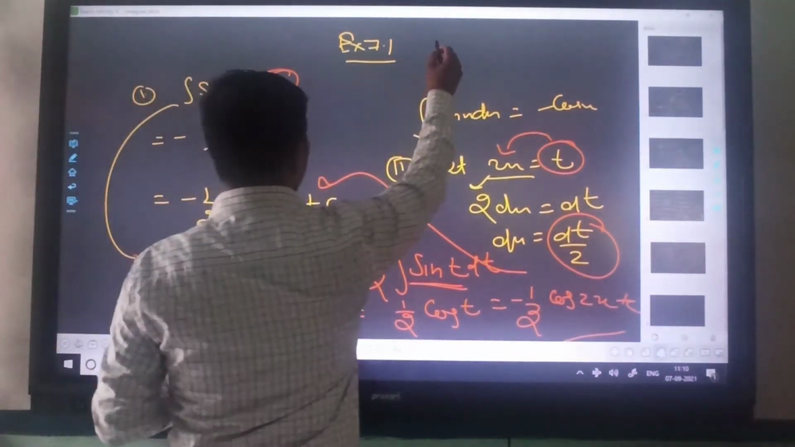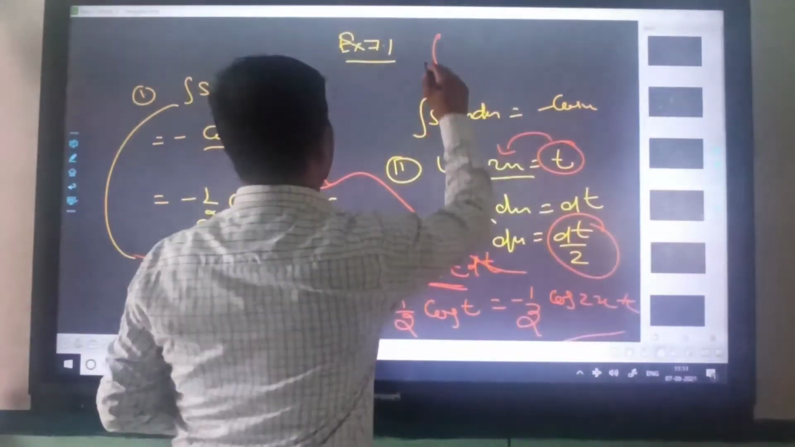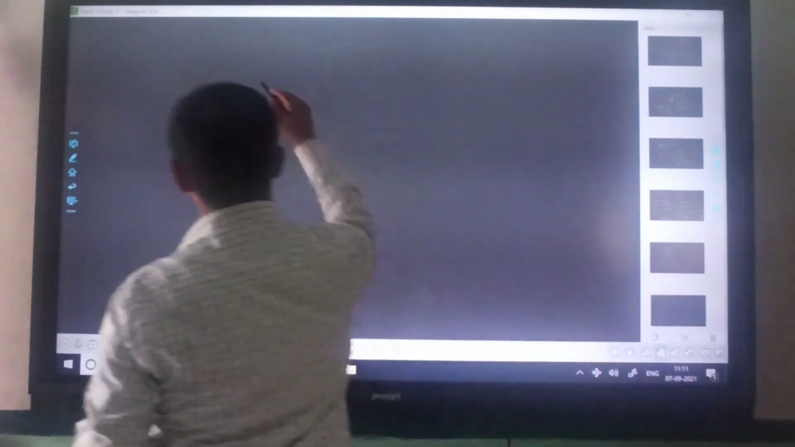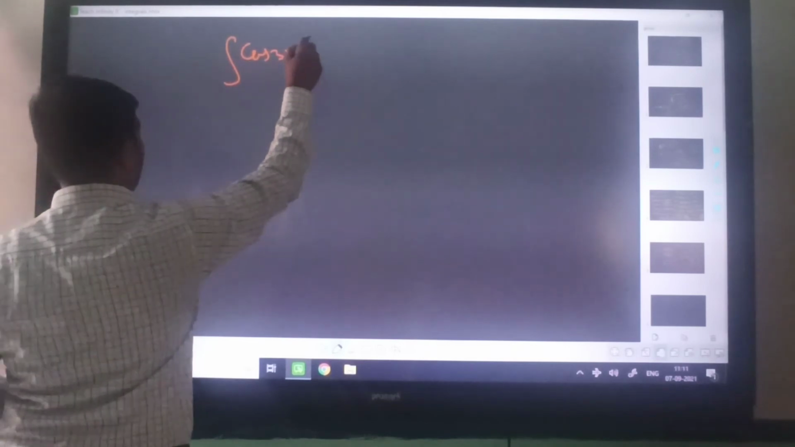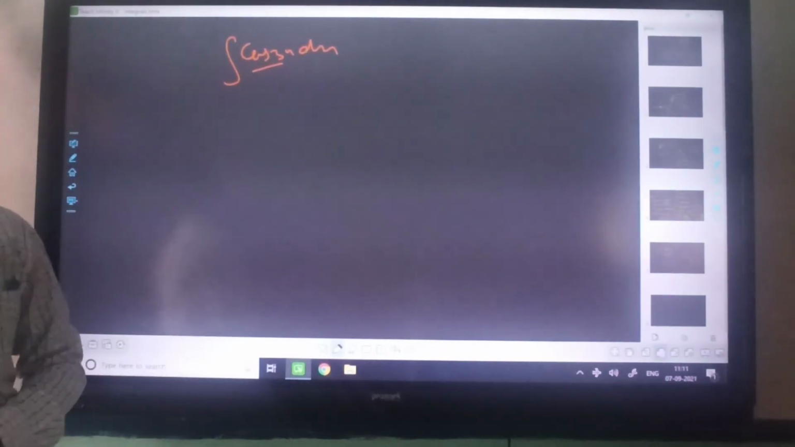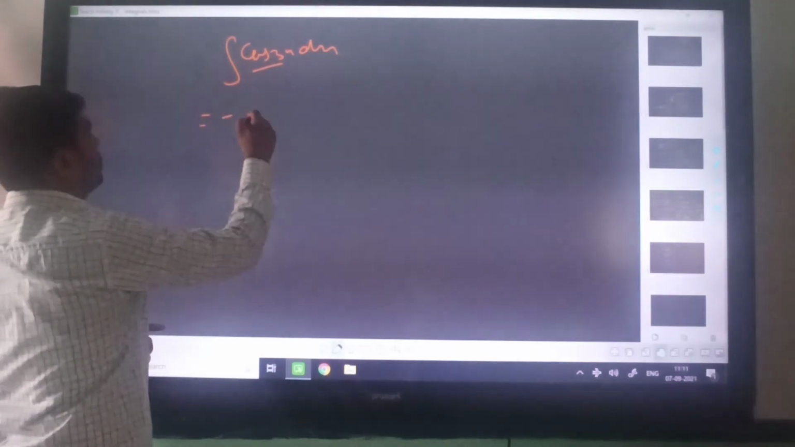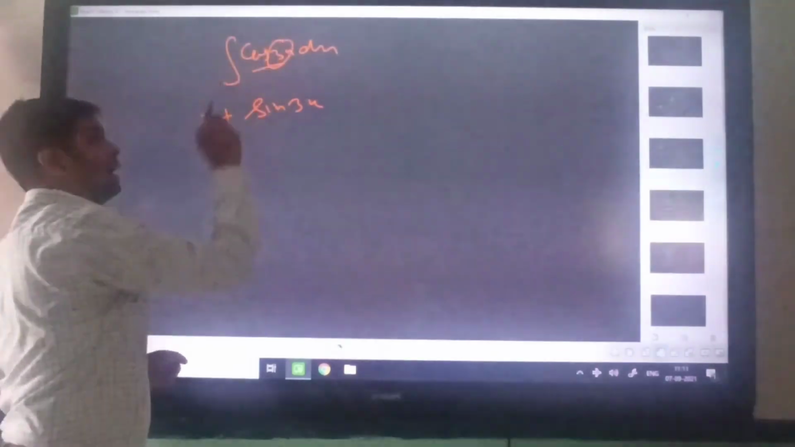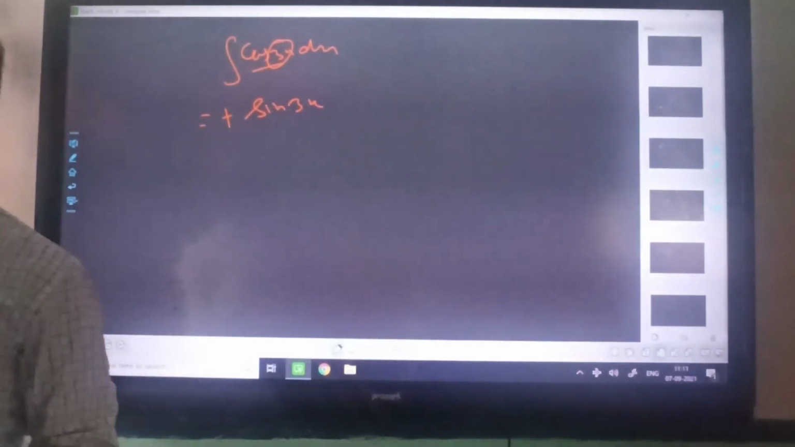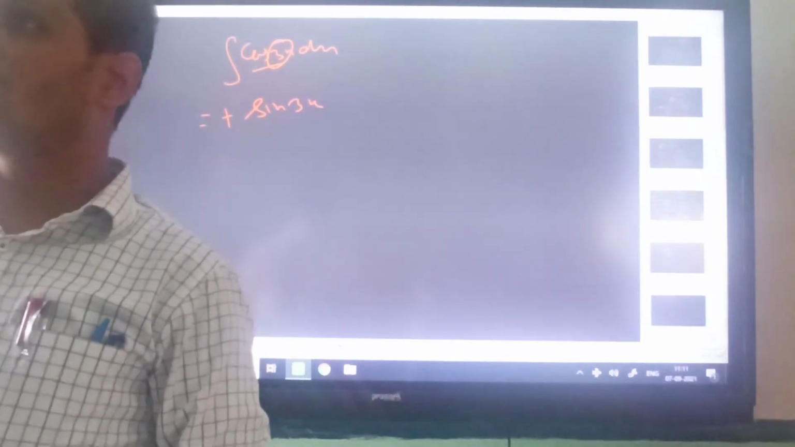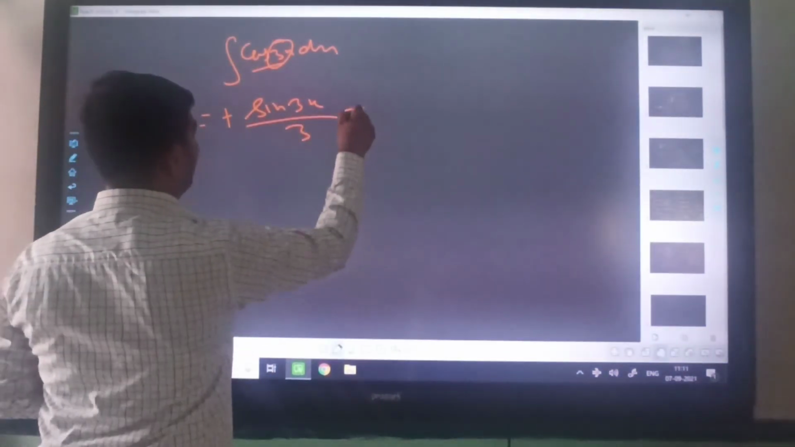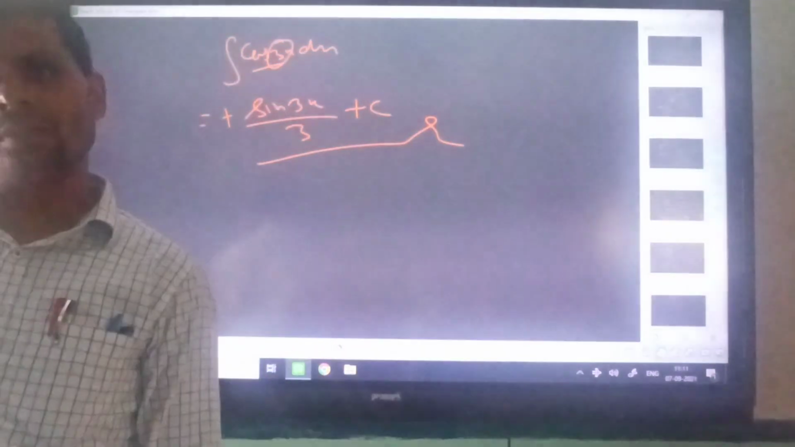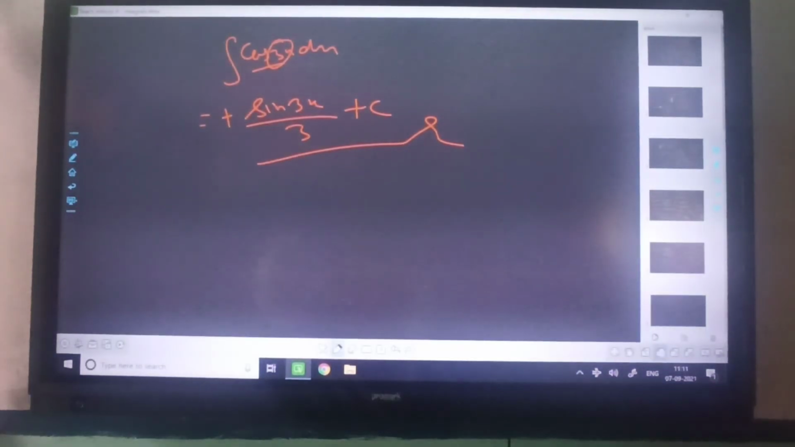You may take one more example. There is no need, but suppose it is cos of 3x dx. So you know what is the integration of cos x? Only one: sin x. So cos 3x means sin 3x, but it is not x, it is 3x. So again you will do the differentiation. And what is the differentiation? 3. So you should divide, write it in the denominator. That is the answer. Is it okay? Simple, it is done. Thank you. Thank you very much.